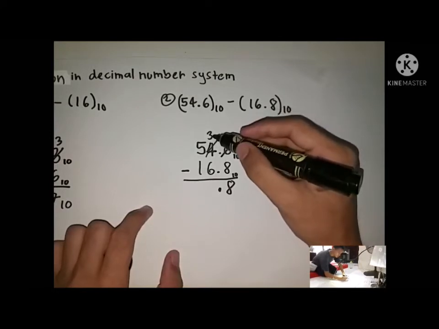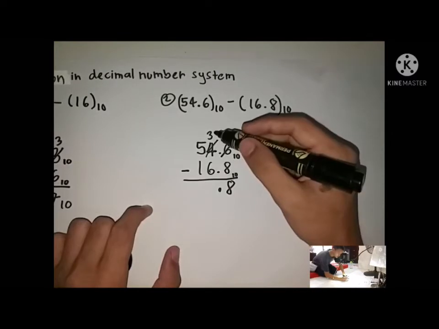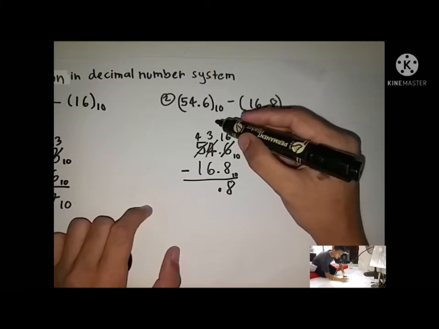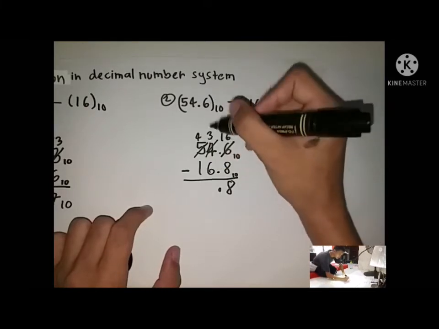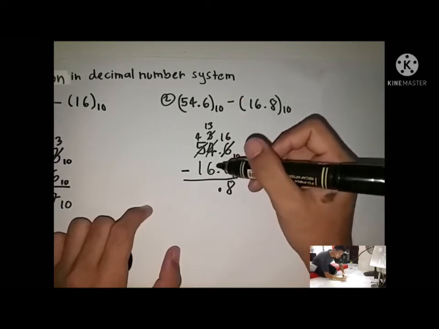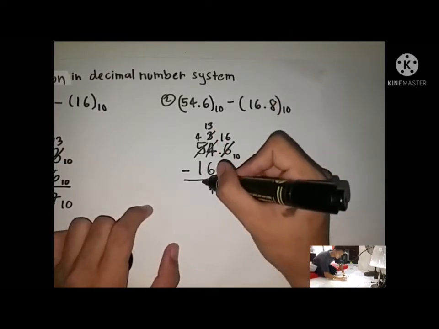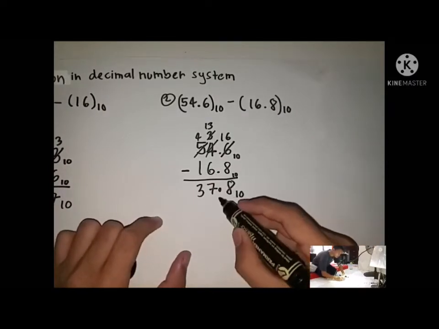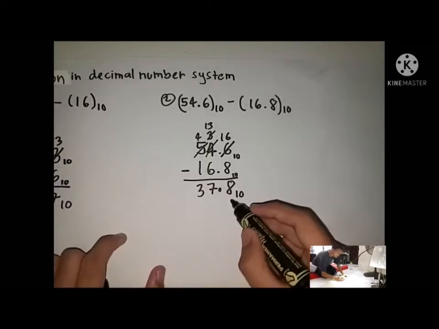Second column, 3 minus 6 cannot be, so we must borrow 1 from 5, then it makes 4, then we have 10. So 10 plus 3, we have 13. So 13 minus 6 gives us 7. So 4 minus 1, 3. So we have 37.8 base 10.